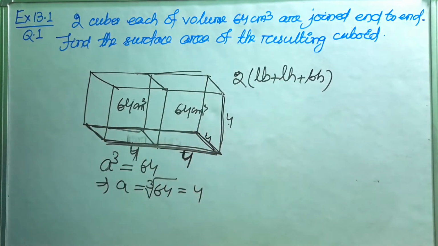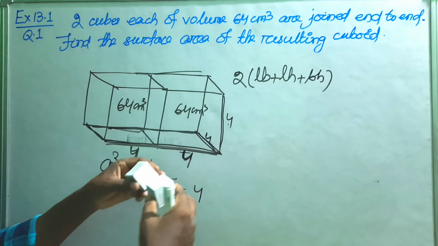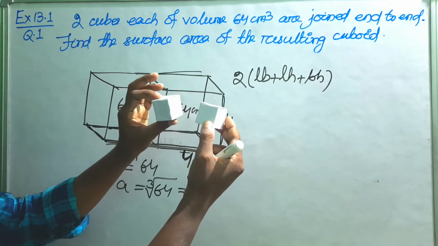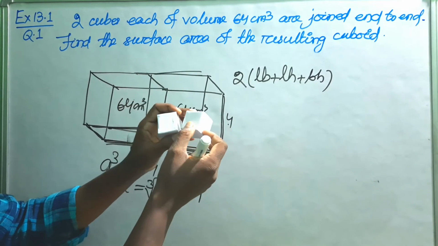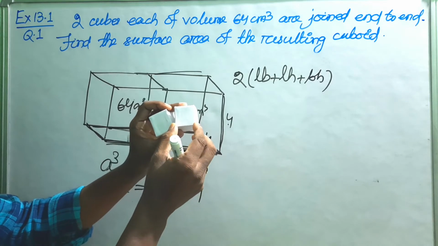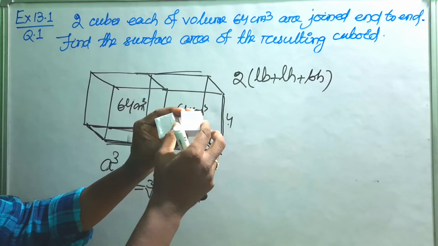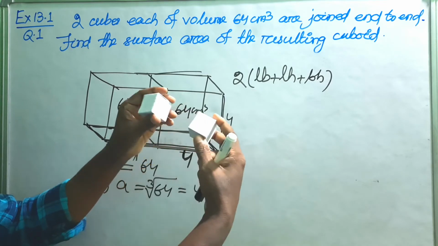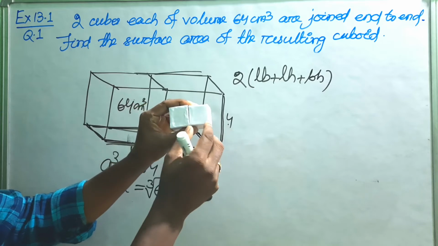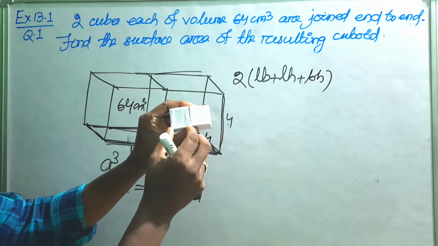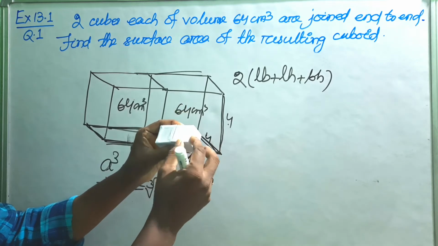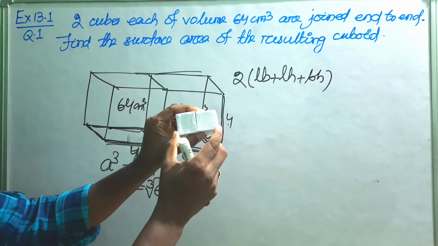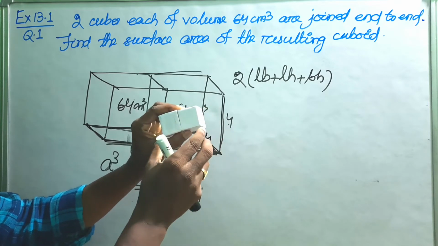I am just showing you some practical objects here. I have taken two cubes of equal volume, so they have the same sides: length, breadth, height are the same. This one and this one are both of equal length. Now if you join them, if this is a, this is also a, so it will be 2a. If this length is 4 and this length is 4, then this will be 8 when you join these two cubes.